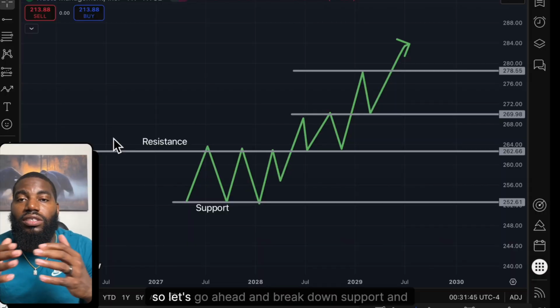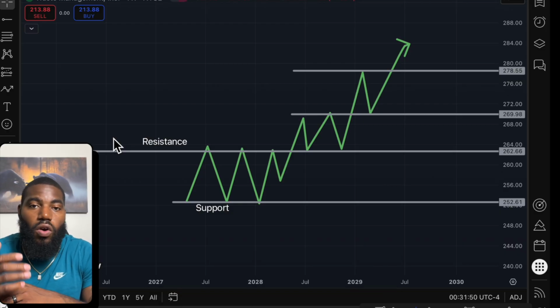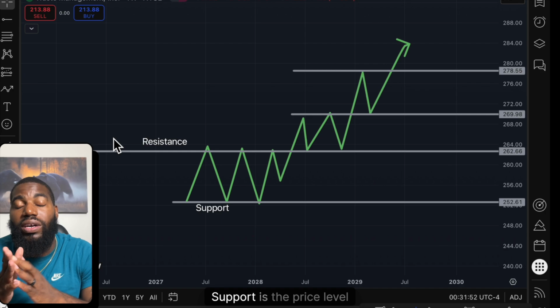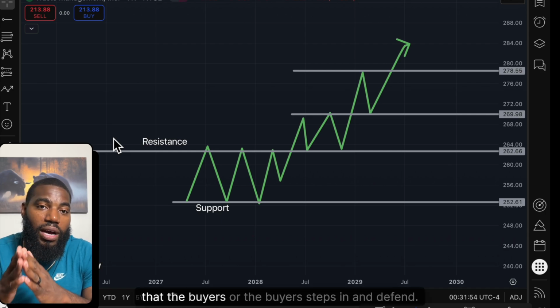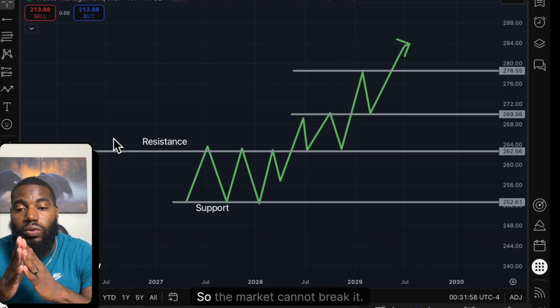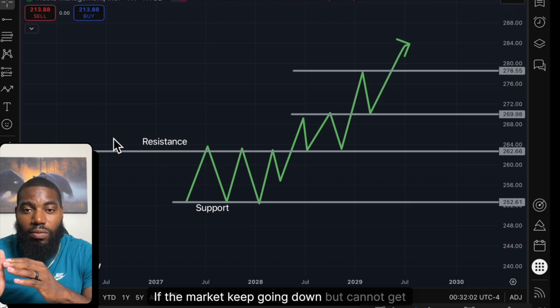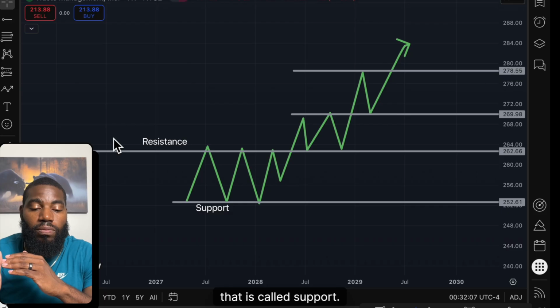All right, you guys, so let's go ahead and break down support and resistance. We're going to start with support. What is support? Support is the price level that the buyers step in and defend, so the market cannot break it. If the market keeps going down but cannot get through a certain price level, that is called support.